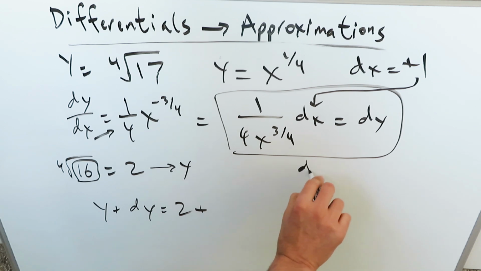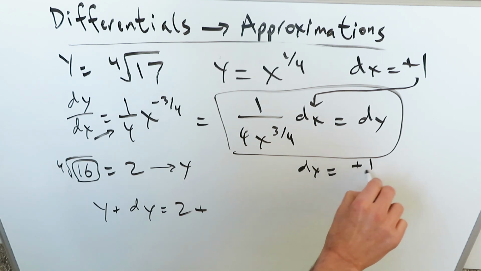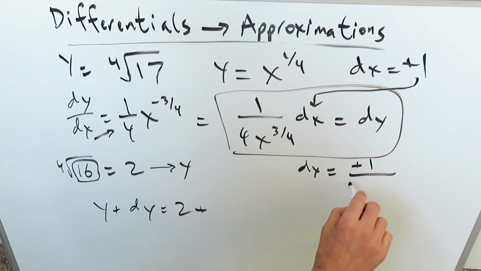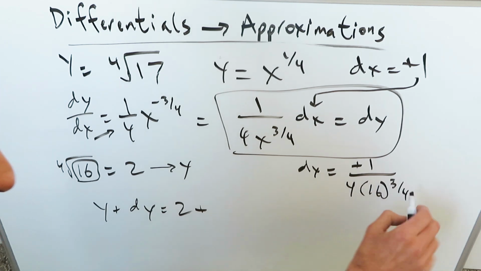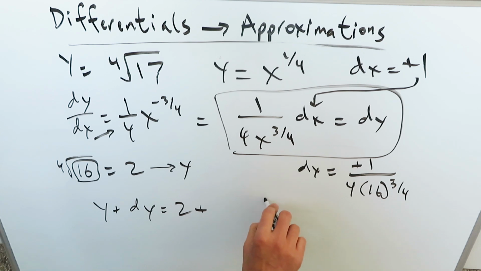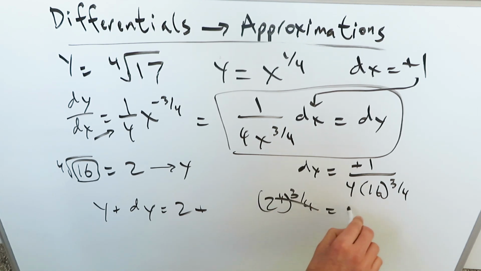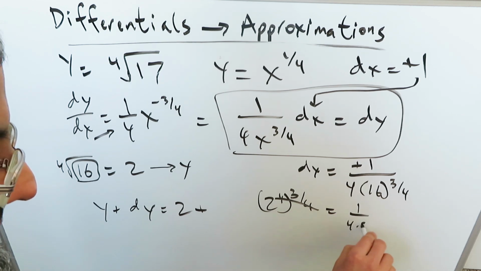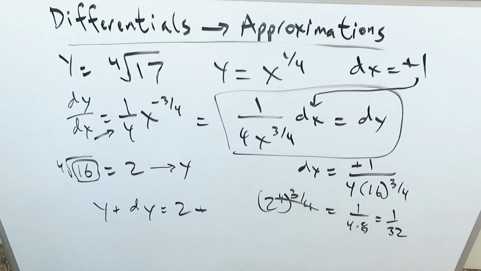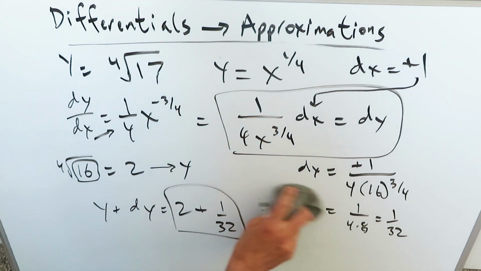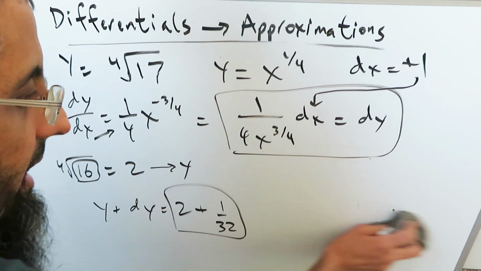I'm looking over here at dy equal to positive 1, because my dx is positive 1, over 4 times 16 to the power of 3 over 4. You don't even need to use a calculator. You know 16 is 2 to the power of 4, to the power of 3 over 4. These cancel out. I have an 8. I'll have 1 over 4 times 8, which is 1 over 32. This right here is my dy. My differential with respect to y is 1 over 32 and it's done. This right here will be your end result. You can bring your calculator and calculate that. It will be correct.